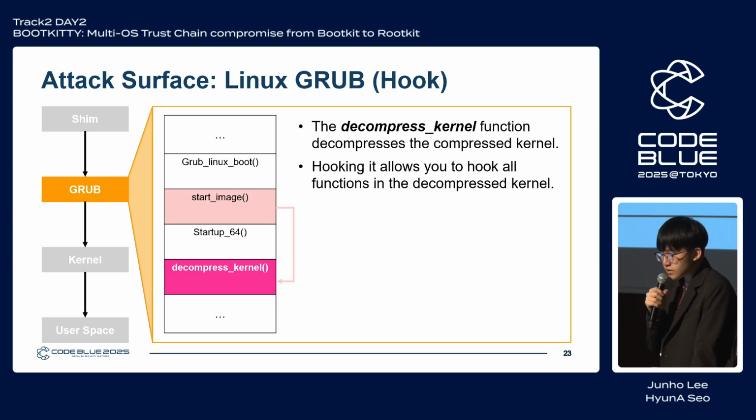After hooking at the StartImage point, it becomes possible to hook the compressed kernel space. However, at this stage, the kernel is still in a compressed state, so it is not possible to directly hook all internal kernel functions. Therefore, by additionally hooking the function decompress_kernel, which decompresses the kernel, it becomes possible to hook the entire kernel.